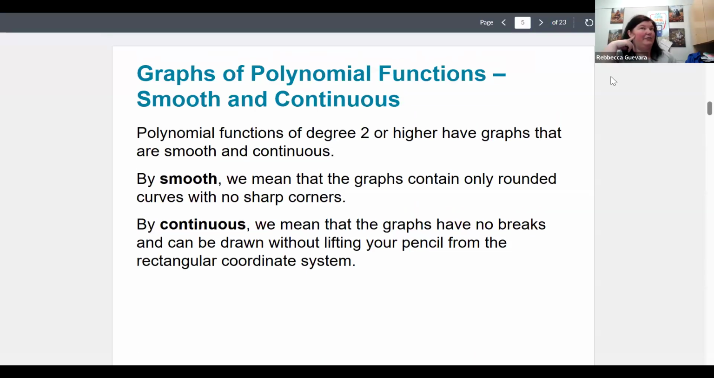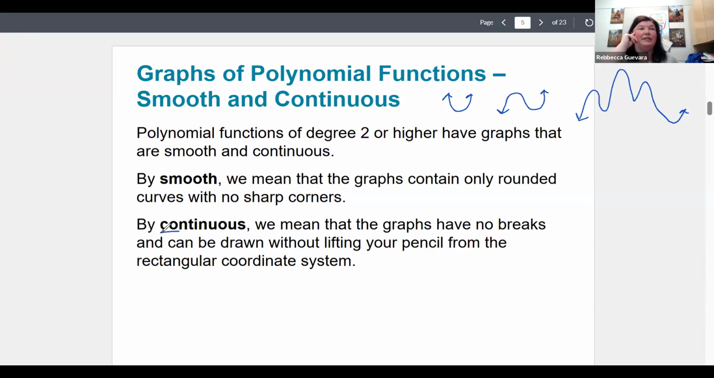So when we graph a polynomial function, it's going to be a smooth, continuous curve. Meaning, it could be something like this, like we have with the quadratics, or it could be like this, or like this, just as long as it's smooth and continuous. So polynomial functions of degree 2 or higher have graphs that are smooth and continuous. By smooth, we mean that the graph contains only rounded curves and no sharp corners.